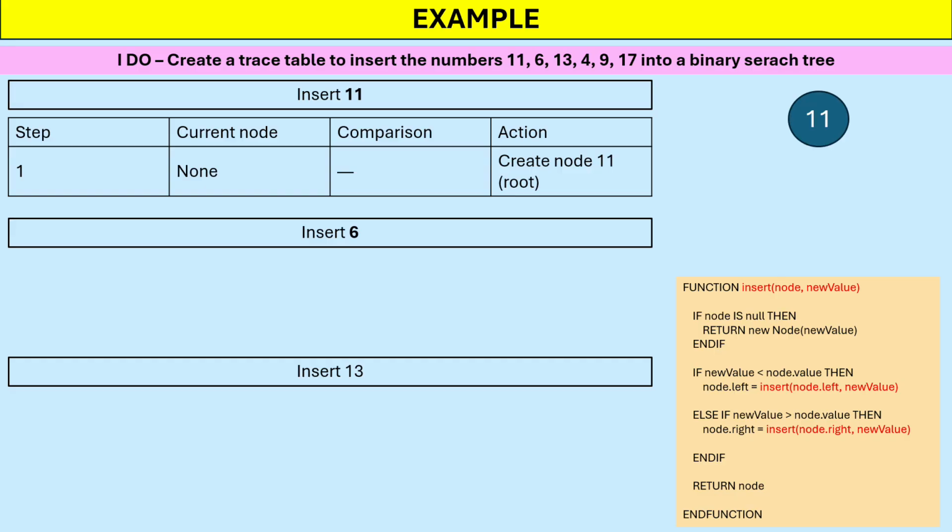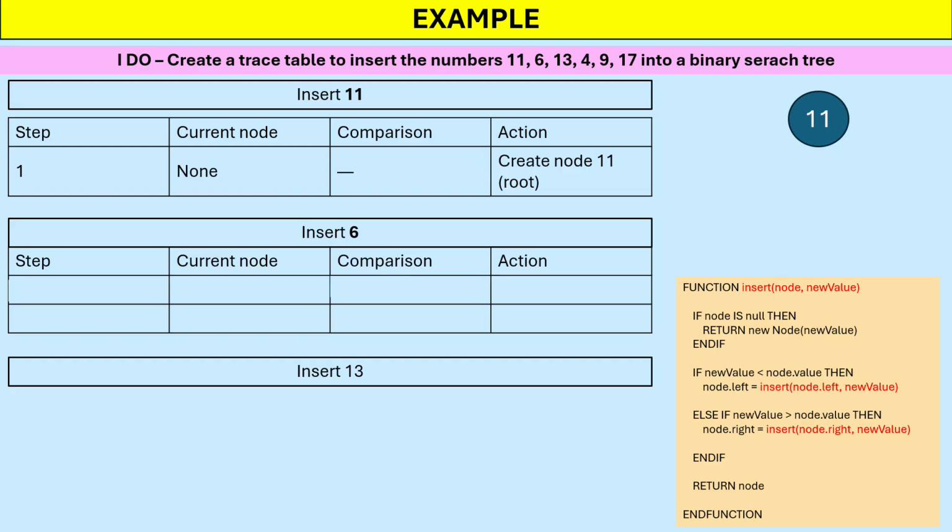Then we want to insert the number 6. Well, when I insert the number 6, I need to look at the current node, which is 11. So 6 is going to compare itself to 11. Well, 6 is smaller than 11. So it means that I need to place 6 on the left side. When I call the recursive algorithm again, step 2, it's going to see that the left side of 11 is null or none.